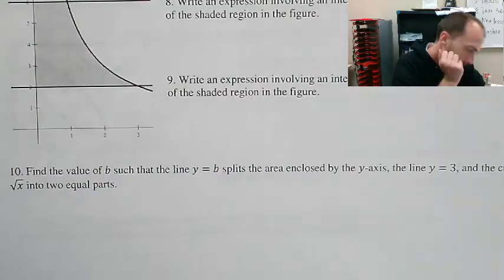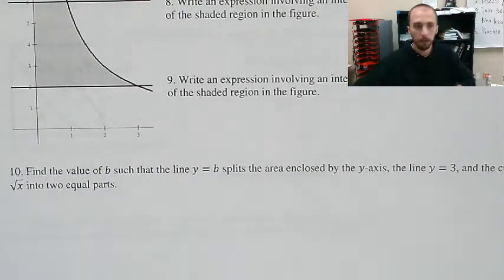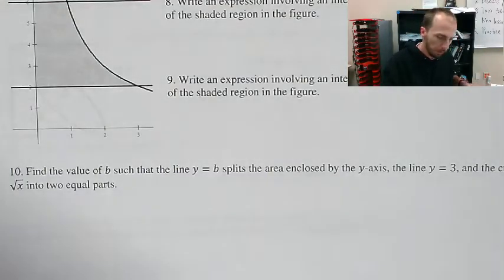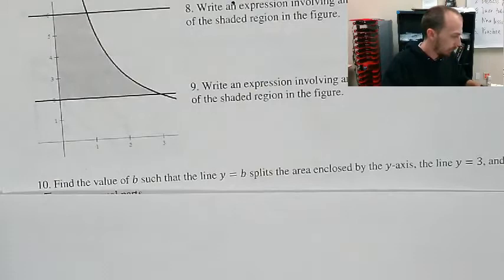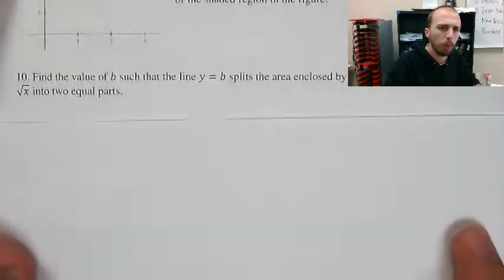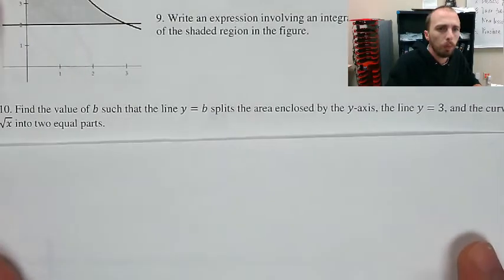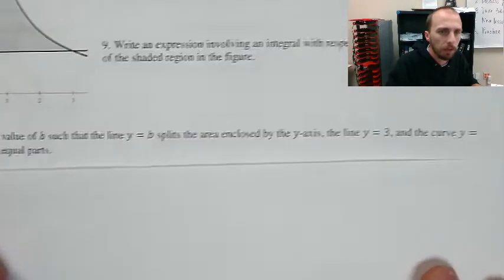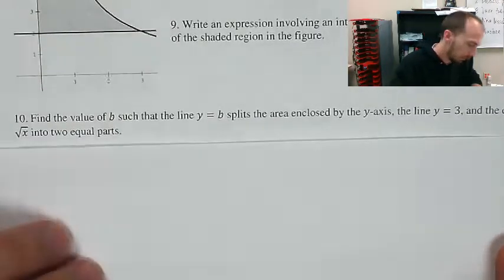Okay. Find the value of b so that the line y equals b splits the area enclosed by a few different things into 2 equal parts. All right, so let's get over here. I'll try a different pen. That one wasn't working so well. So y-axis, y equals 3 and the curve y equals x squared.